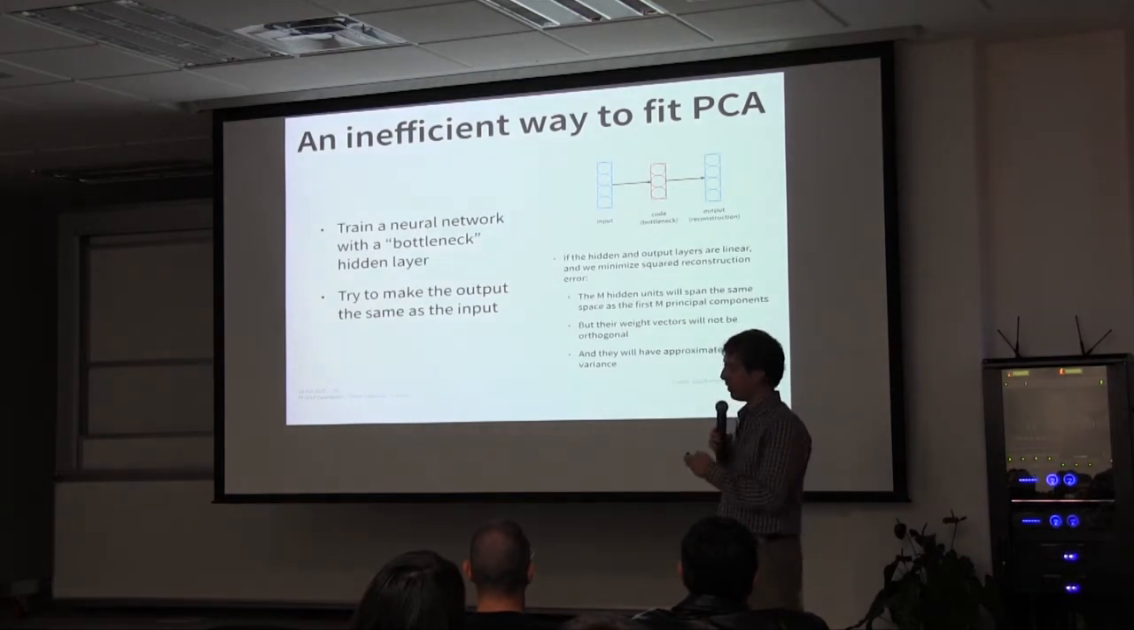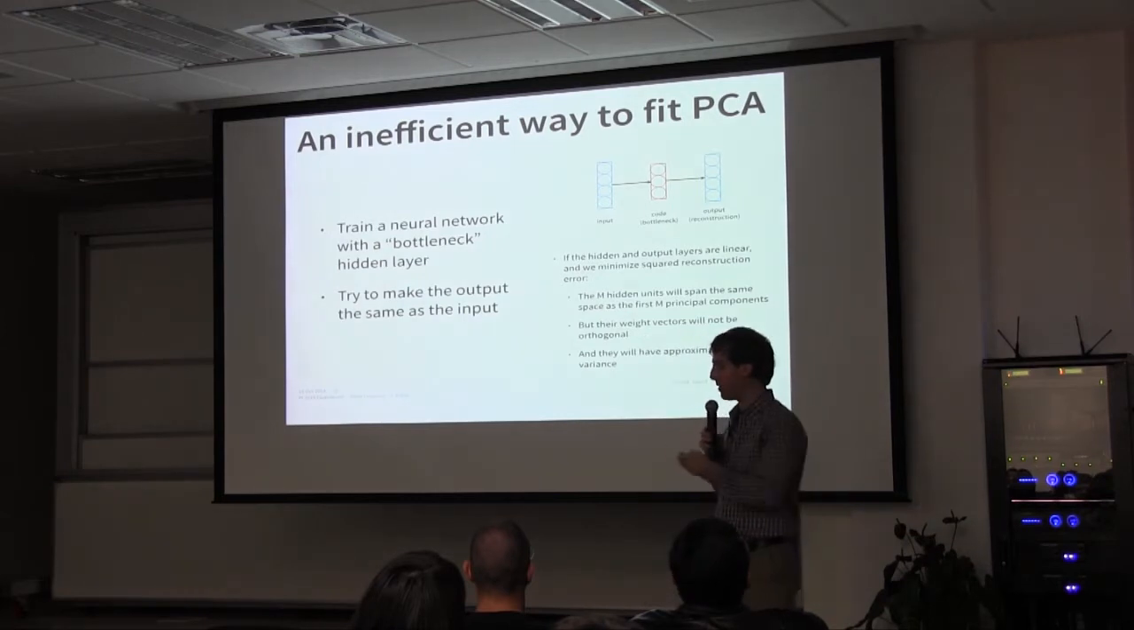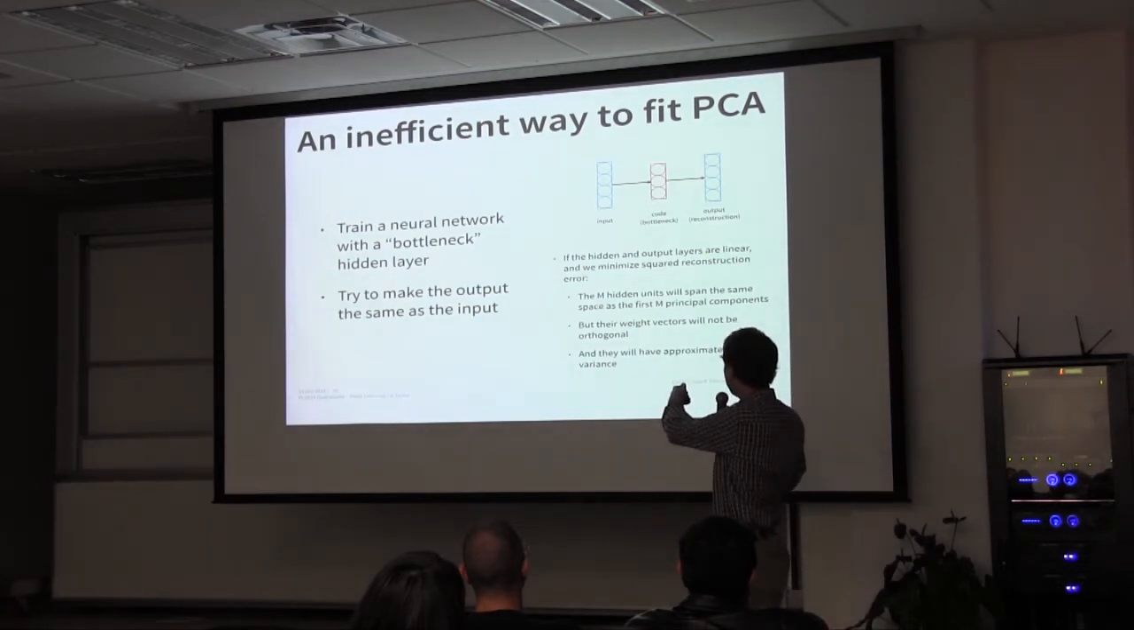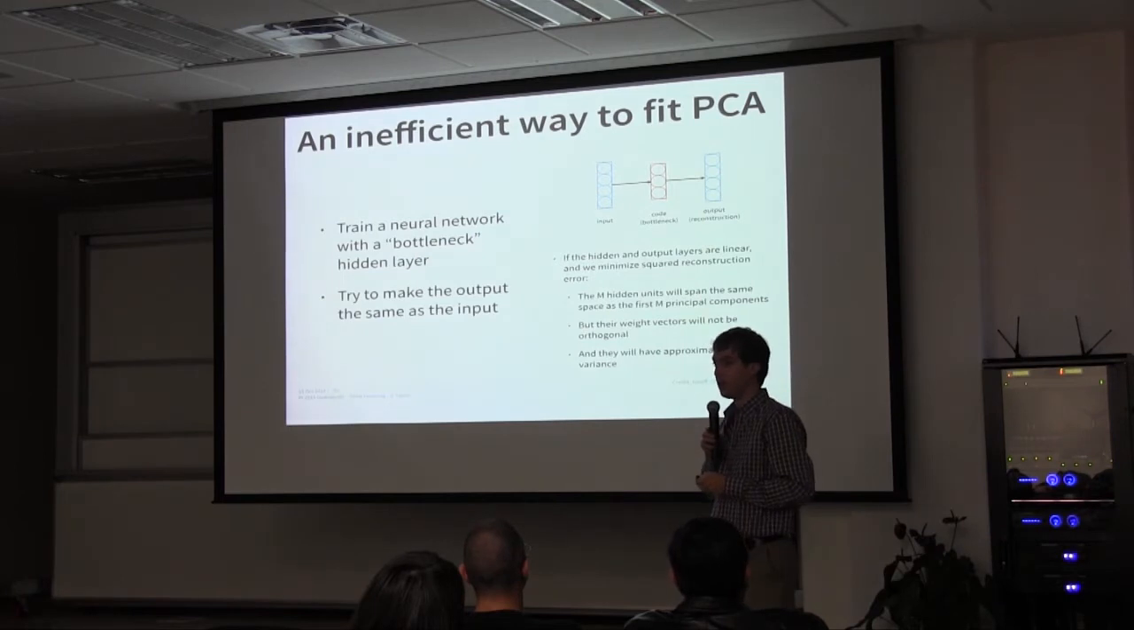However, it won't exactly find the same basis vectors. They'll be kind of skewed and rotated a bit, and they will tend not to have differing levels of variance. They'll all be essentially equal variance. But essentially, these basis vectors represented by the hidden units or features in this code are spanning the same subspace as the principal components. So this is a neural network implementing PCA.